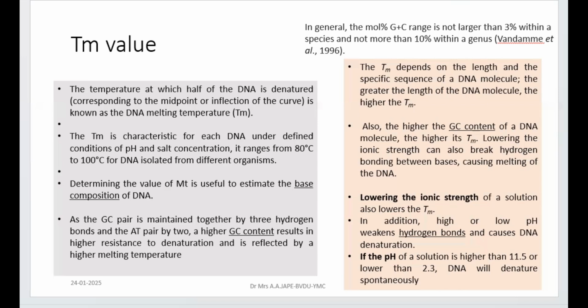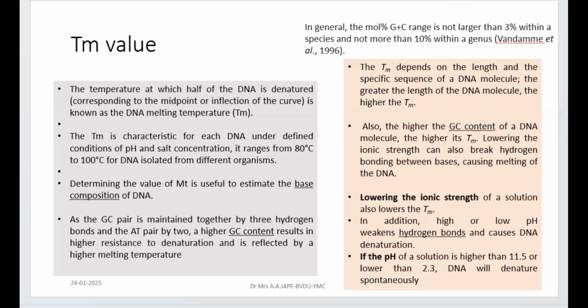So lowering the ionic strength of a solution also lowers the Tm value. Because lowering the ionic strength can break hydrogen bonds between bases. The ionic concentration is part of the microenvironment, and that is going to have an effect on the stability of the interactive forces. So with changing ionic strength, the strength of the bonds also is going to change. Lowering ionic strength will break hydrogen bonds between the bases, and melting of the DNA will be facilitated.